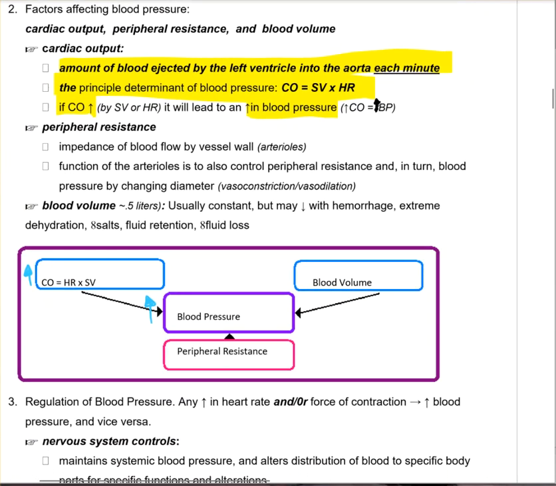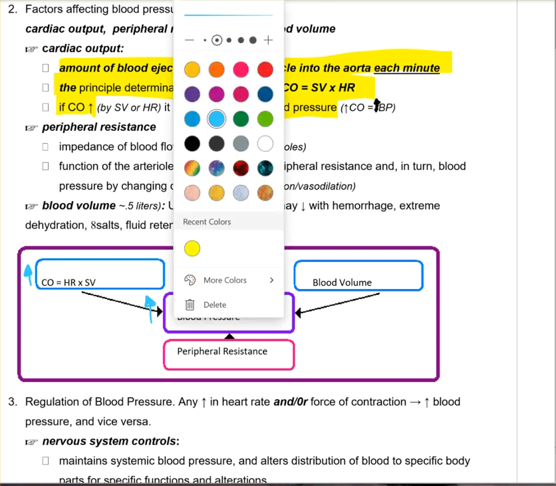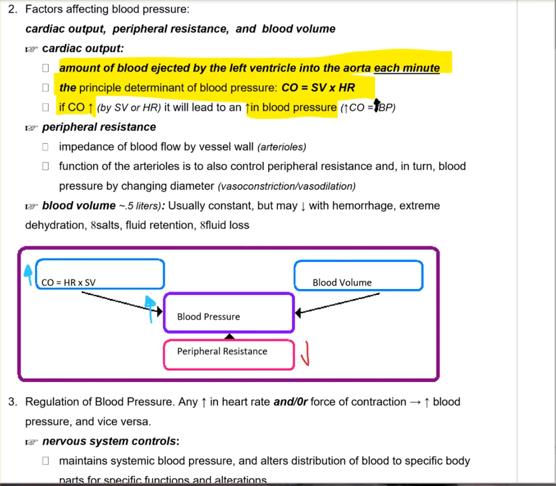Now let's look at the second one, peripheral resistance. Peripheral resistance is impedance of the blood flow by a vessel wall, and this is due to friction, right? We just talked about this. The function of the arterioles is to control peripheral resistance and in turn blood pressure by changing diameter. If we vasodilate, that means there's more space for the blood to flow. There's a bigger lumen, and that means peripheral resistance will go down, right? If that goes down, blood pressure will go down. So let's say we make the lumen wider, peripheral resistance goes down, blood pressure goes down, okay?